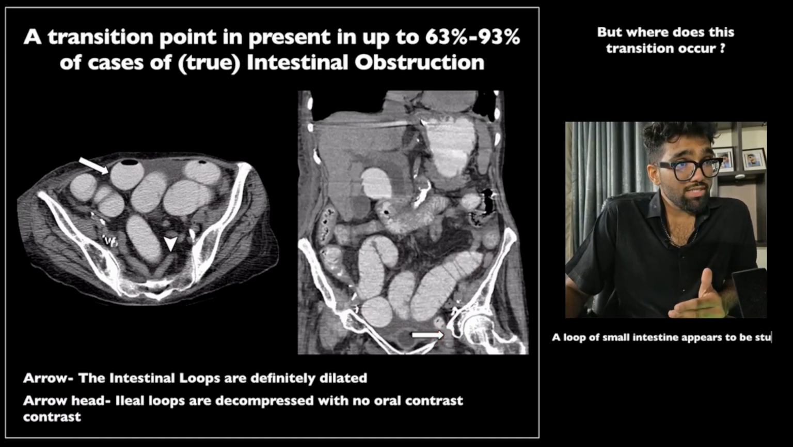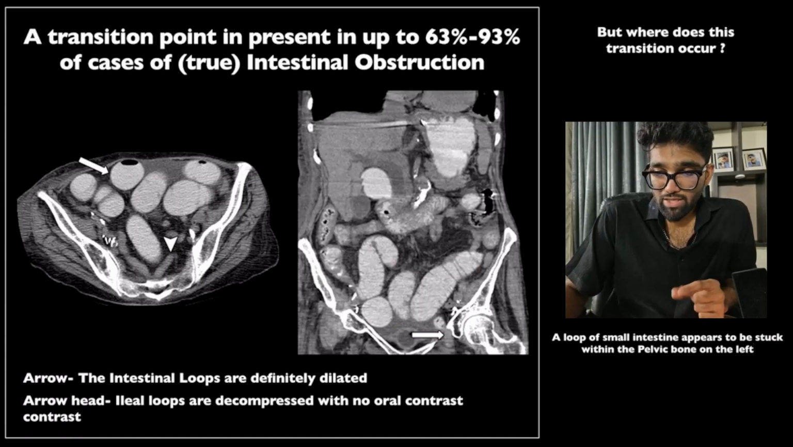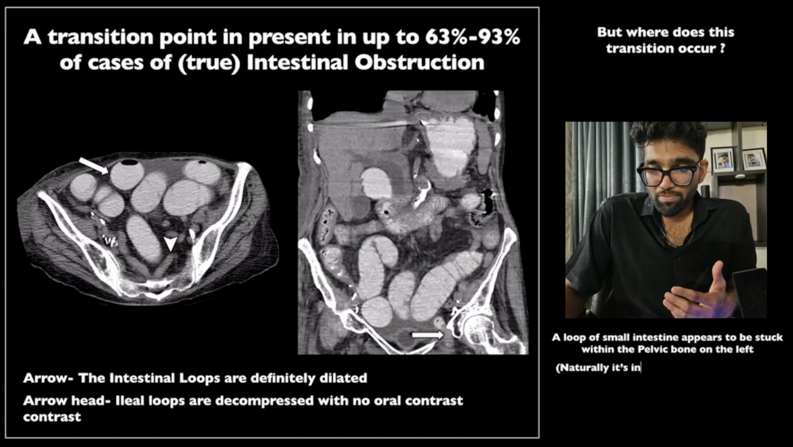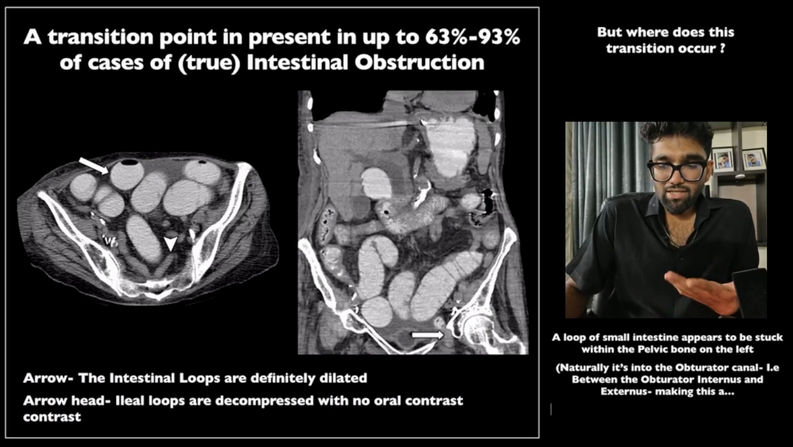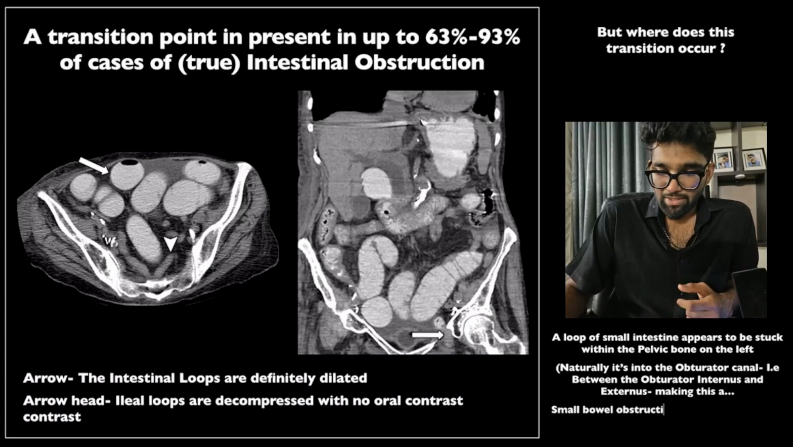A loop of small intestine has gone through the pelvic bone, and obviously that is the obturator foramen. This obturator foramen, or the obturator canal, is formed by the obturator internus and obturator externus muscles, making this an internal hernia, specifically an obturator hernia.